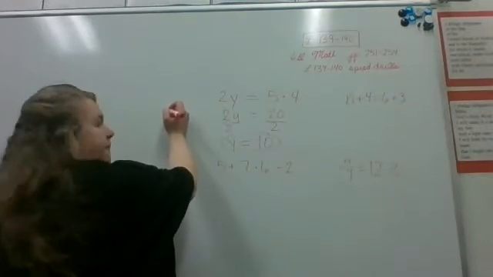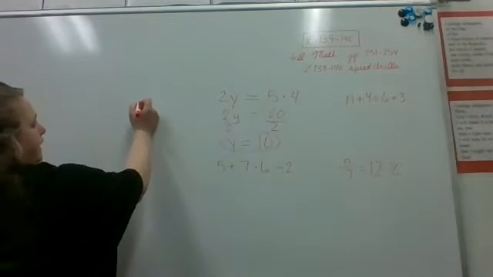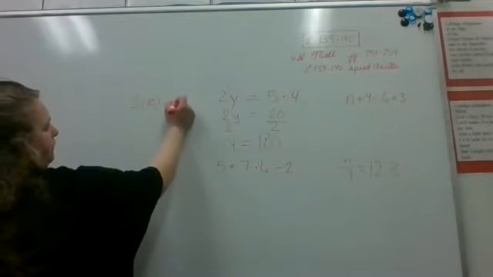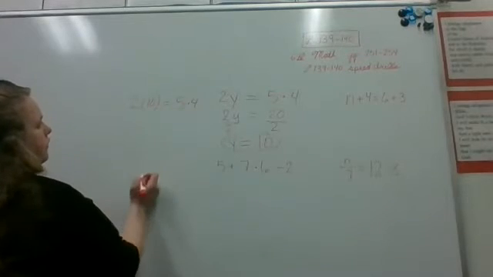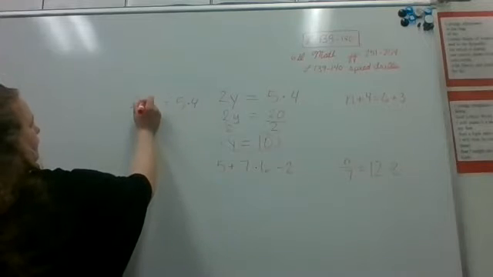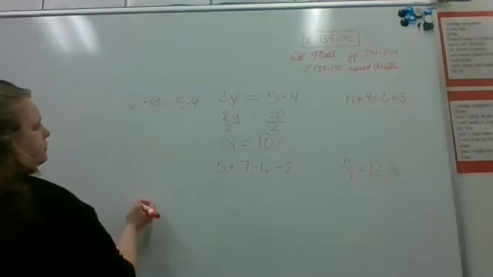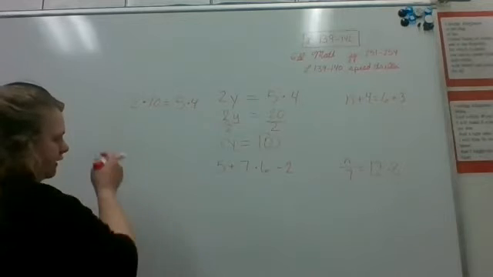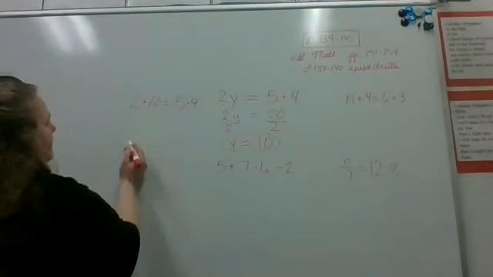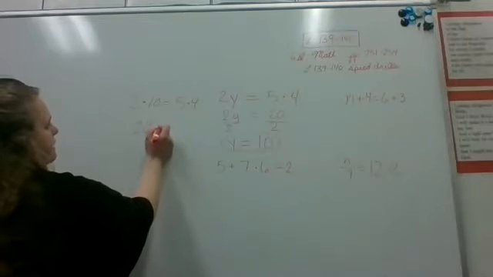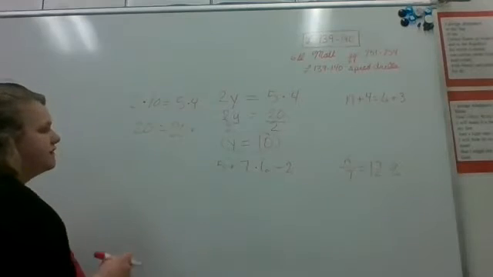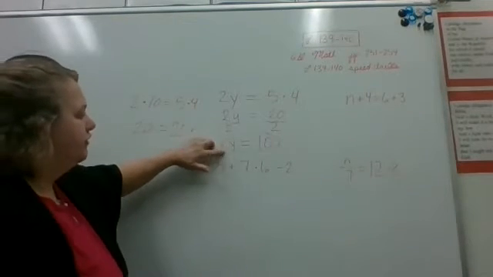So we're gonna put in, I'm just gonna move over here, and I'm gonna plug that in. So 2 times 10 equals 5 times 4, okay? And I could, instead of doing the parentheses, I can just do that, okay? Either way will work, whichever one you would want to do. 2 times 10 is 20. 5 times 4 is also 20, right? So they're the same. That means that we checked it, and your answer is y equals 10.